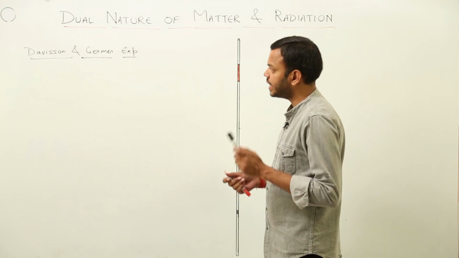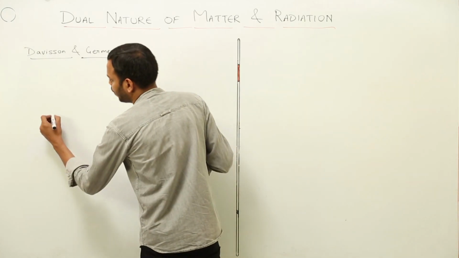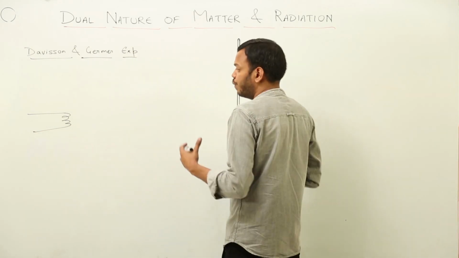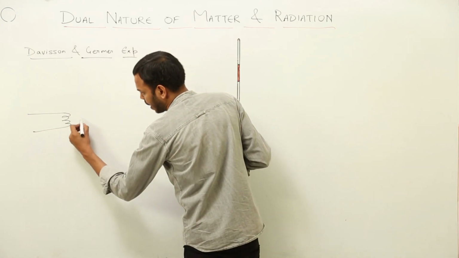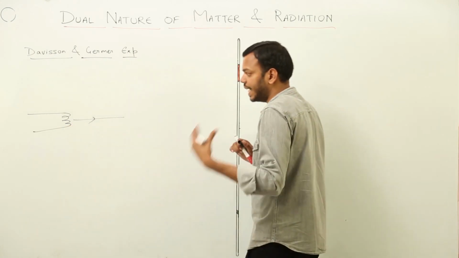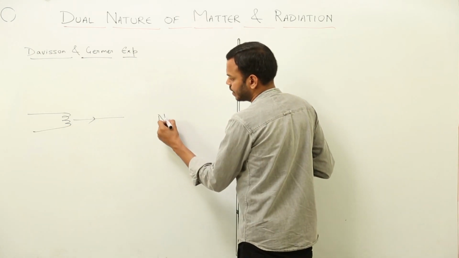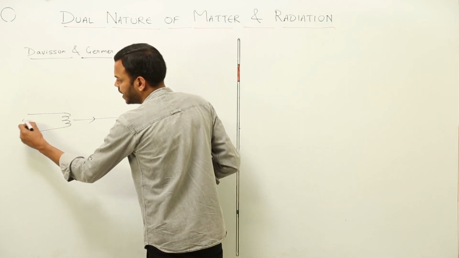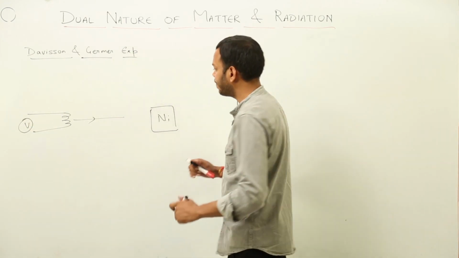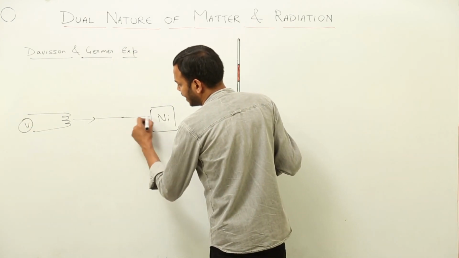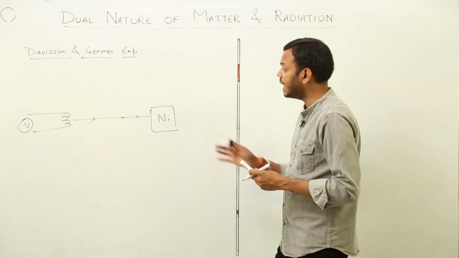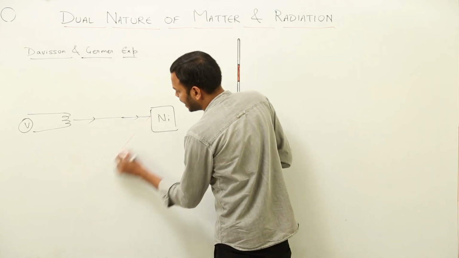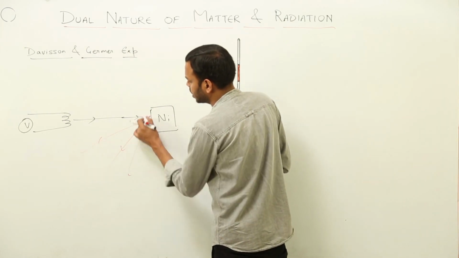So what did this experiment consist of? First of all, we had an electron gun. This was a filament which was made to eject electrons on a nickel crystal. This electron gun was maintained at some potential V. Now these electrons, once they interact with the nickel crystal, get scattered in almost all directions after reflection.